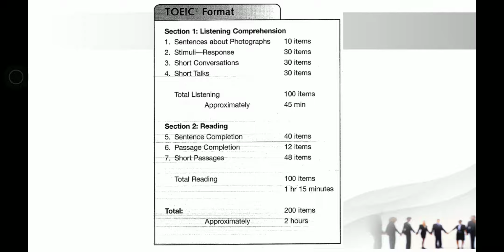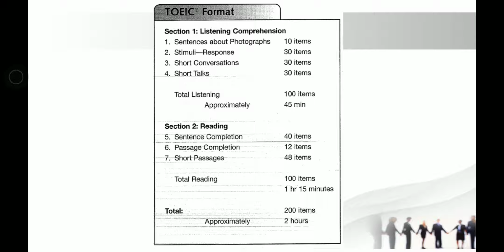Okay, so this is the format. There are two sections, listening and reading. For listening, there are 4 parts: sentences about photographs, stimuli and responses, short conversations, and short talks. There are 100 items for 45 minutes.